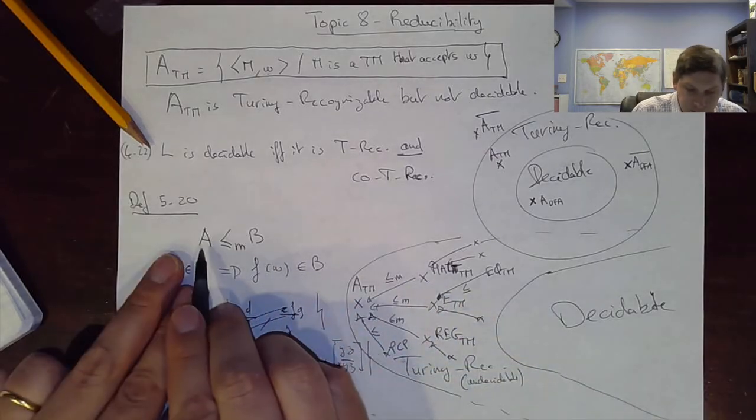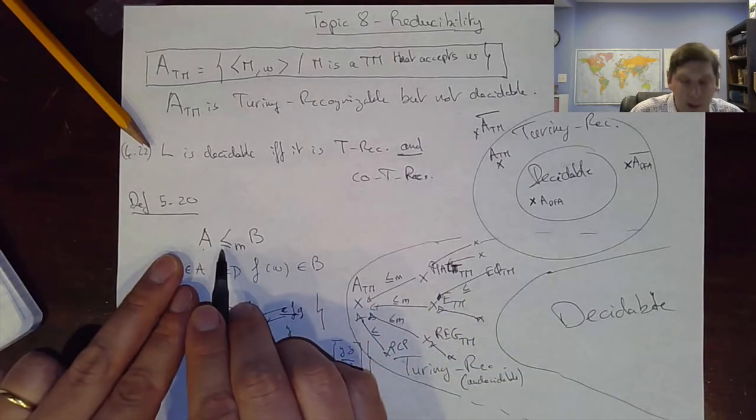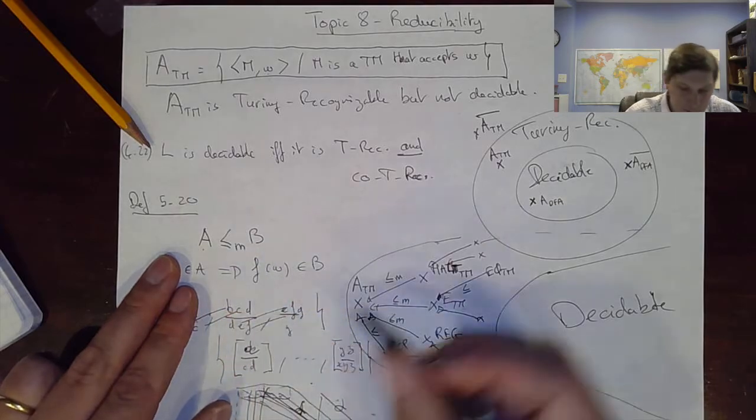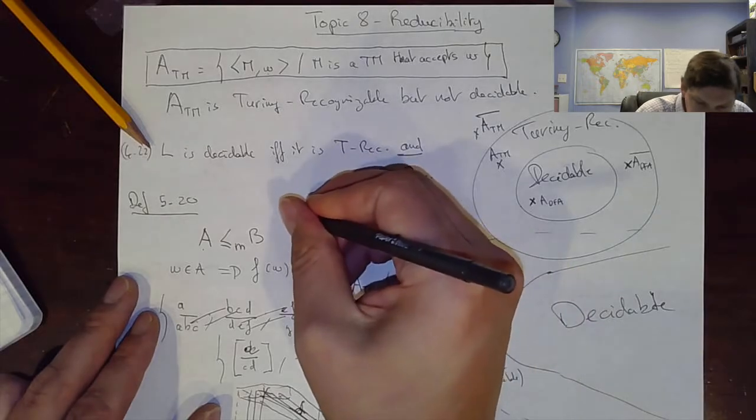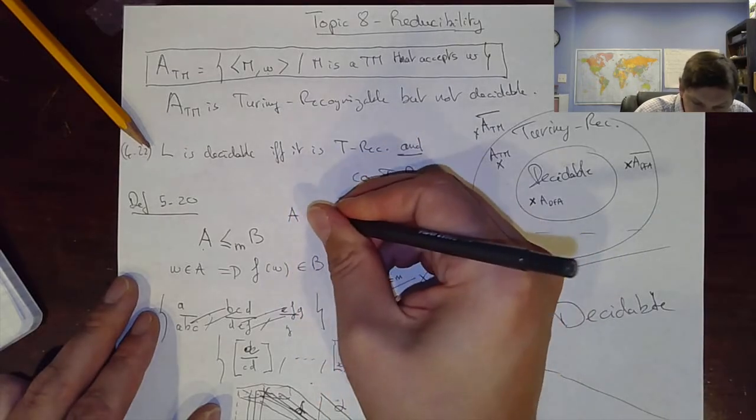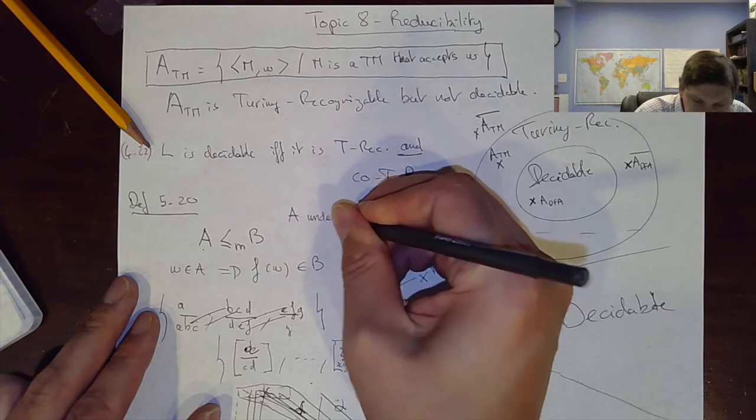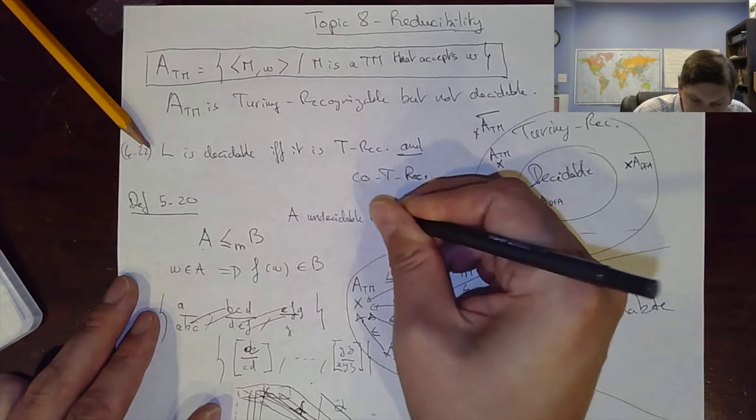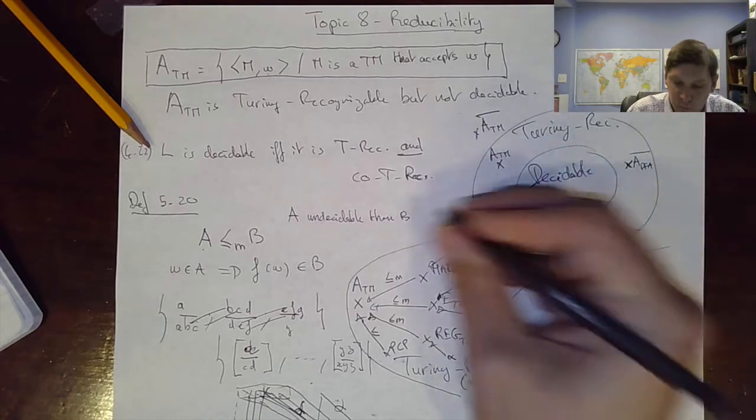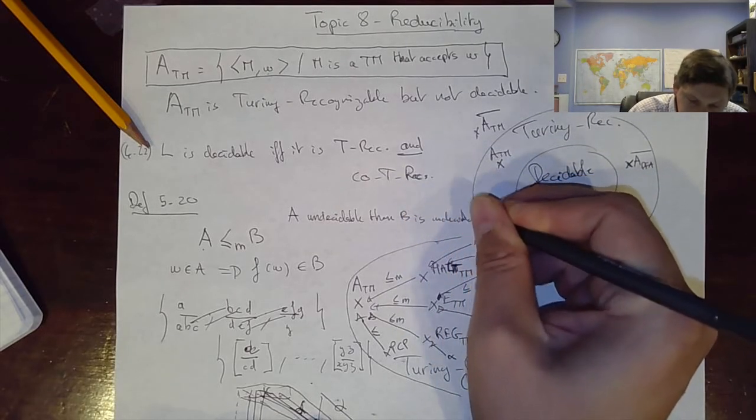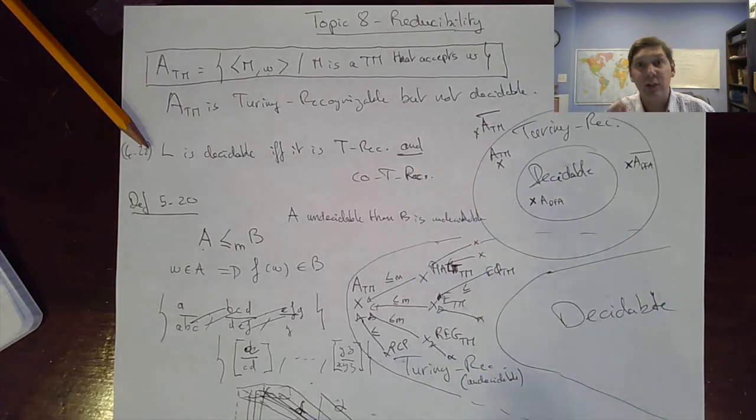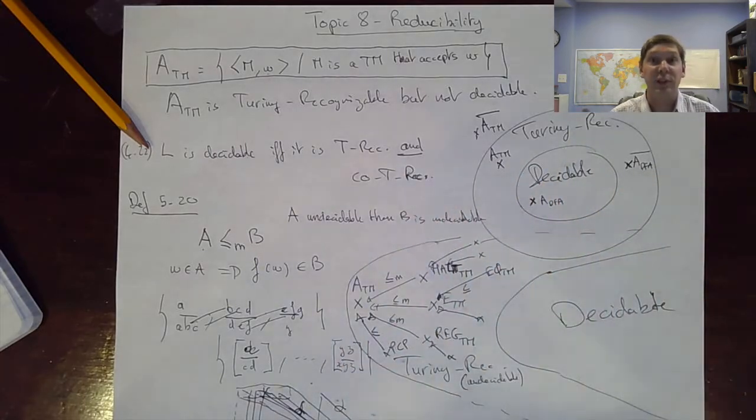So A being mapping reducible to B means that you can get two things. If A is undecidable, then B is undecidable. But actually, it's the other way around when you think about it. I'm lost in a city and I need a map.